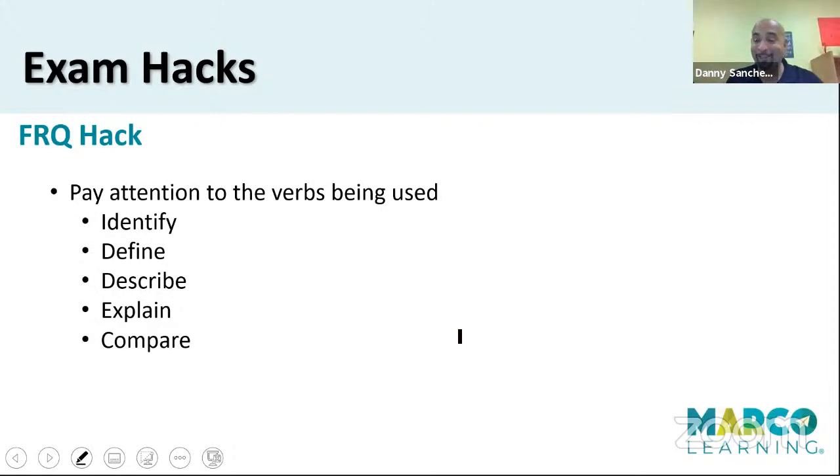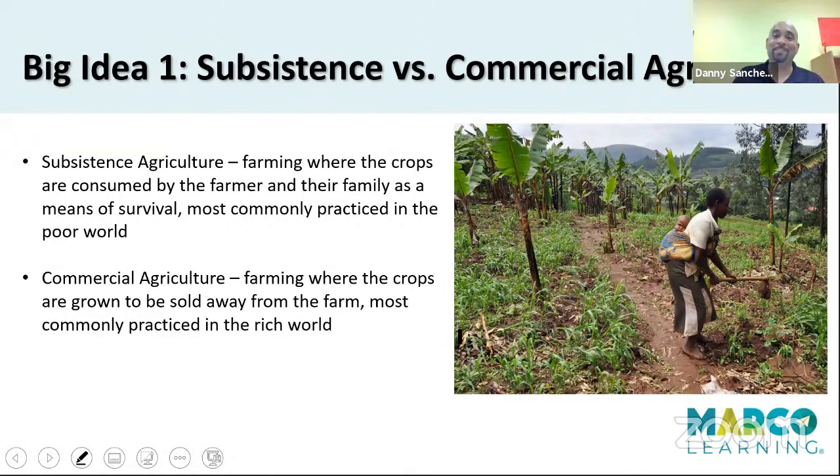And speaking of, let's go to big idea one, subsistence versus commercial agriculture. The definition for subsistence agriculture is farming where the crops are consumed by the farmer and their family as a means of survival. The way I program my students to think about this, I legitimately just call it survival farming. These people are farming to survive. They are growing food. They are eating food. It's going to be what is predominant in the developing world, in the poor world, in less developed countries, all the different names we have for that.